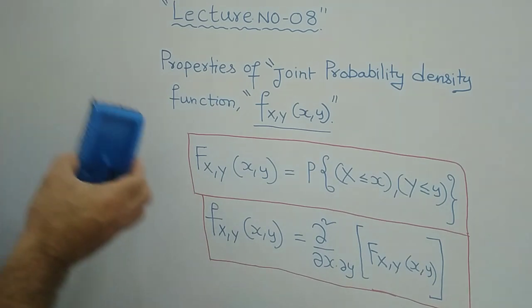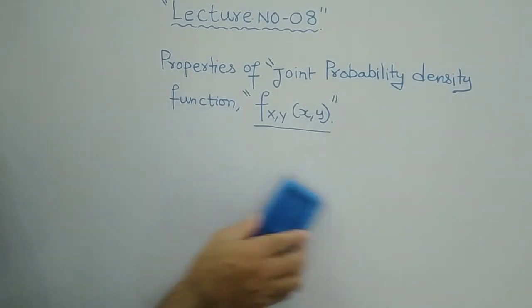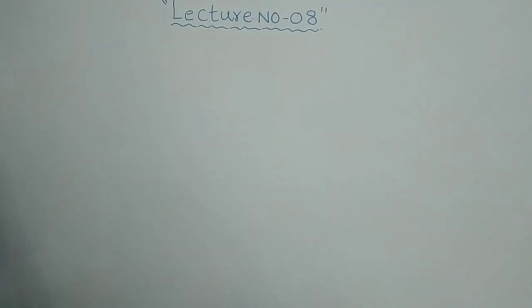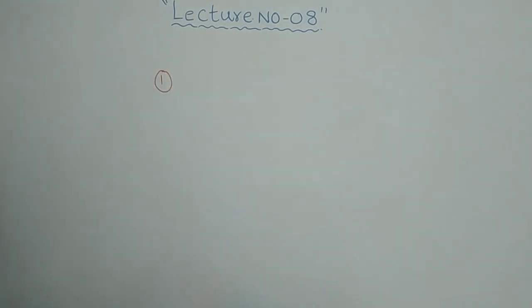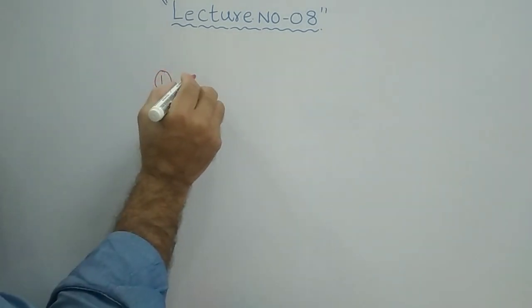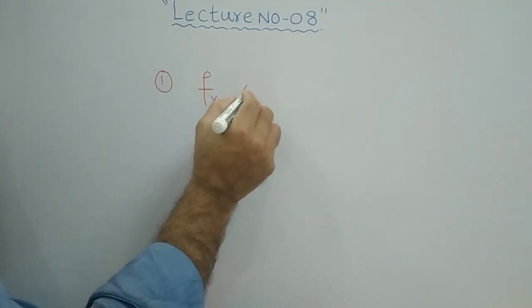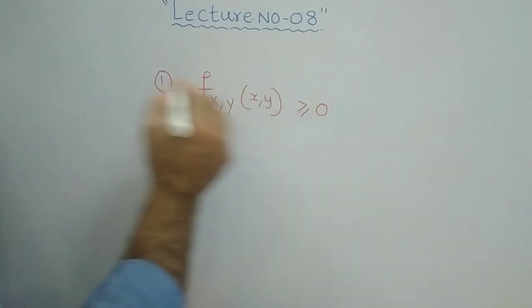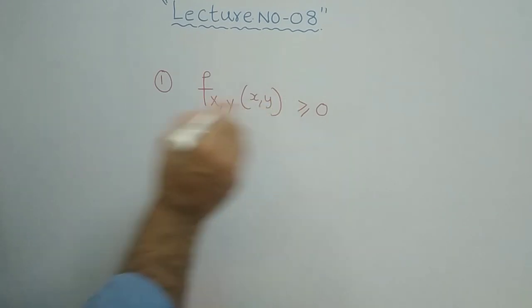There are a few important properties based on which you can expect questions in your competitive examinations. The first and foremost property, property number one, states that the joint probability density function f of x comma y must be greater than or equal to 0. Clear? f of x y is greater than or equal to 0.